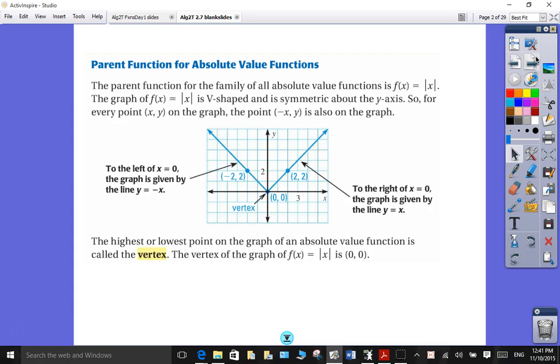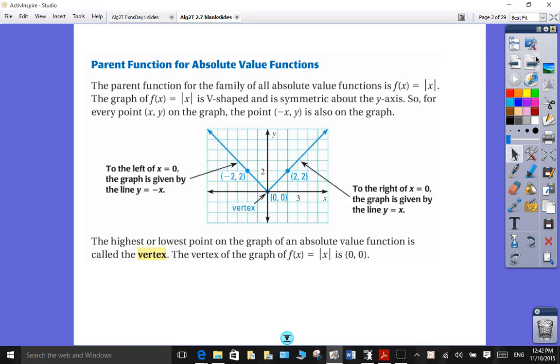Just like a parabola, the absolute value V has a vertex. The vertex is the point of the V. And what we mean by parent function is the most basic example of the absolute value, which is f of x or y equals the absolute value of x. There's nothing else with it. It's just the plain absolute value. That's what we mean by a parent function.